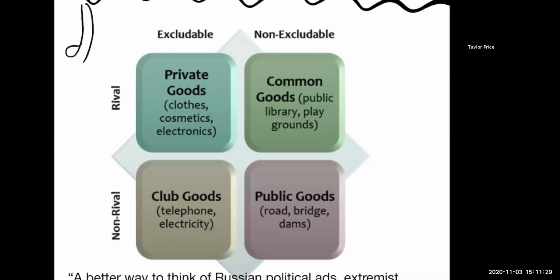And then finally, we have public goods. They're non-excludable and non-rival. And so those are goods like roads, bridges, or dams that you can't exclude people from using. And they're also non-rival because if I'm using a road, unless it's very trafficky, you can also use the road, and that doesn't impact my usage.